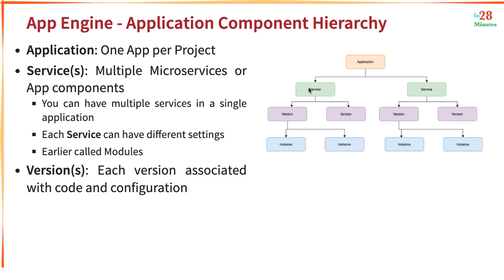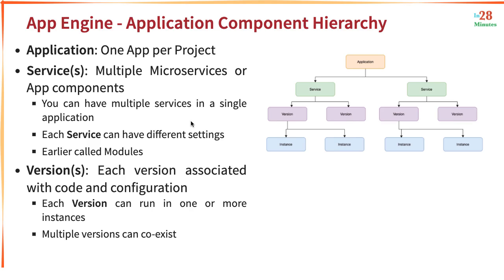A version is nothing but a specific version of your service associated with code and some configuration. So I can have a V1 of the service, V2 of the service, V3 of the service. So I can have multiple versions of the same service. Each version can run in one or more instances. So you can see that for this specific version, we have 2 instances running. And for this version, there are no instances running.